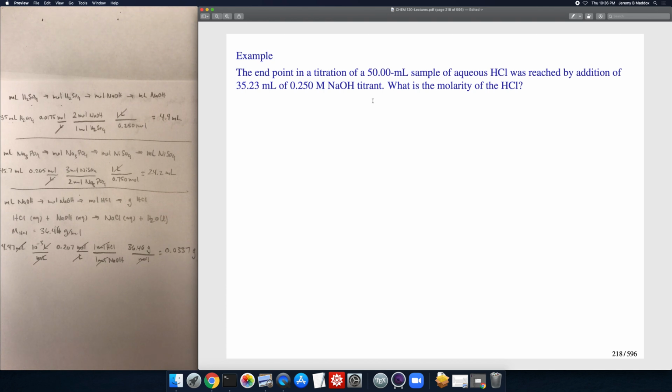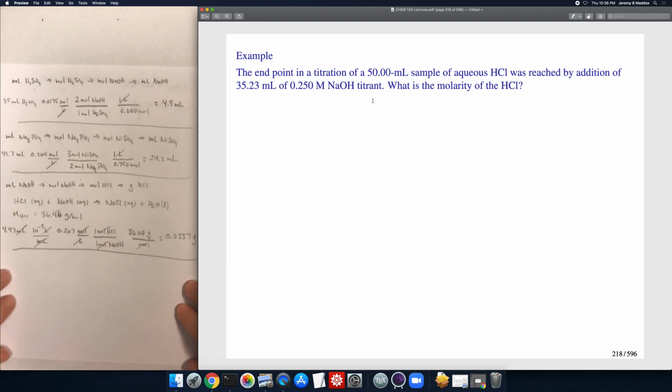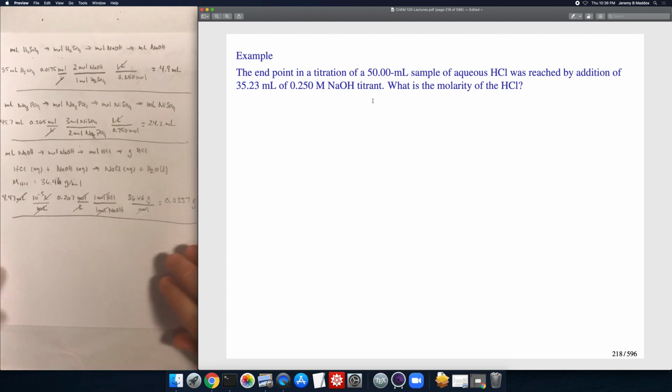Let's see. In the next problem, it's the same thing. It's a titration. It's the same reaction of hydrochloric acid with sodium hydroxide. This time they give us the volume of the hydrochloric acid solution, and they're asking us to calculate the molarity. So the conversion strategy is a little different, but the ideas are all the same.